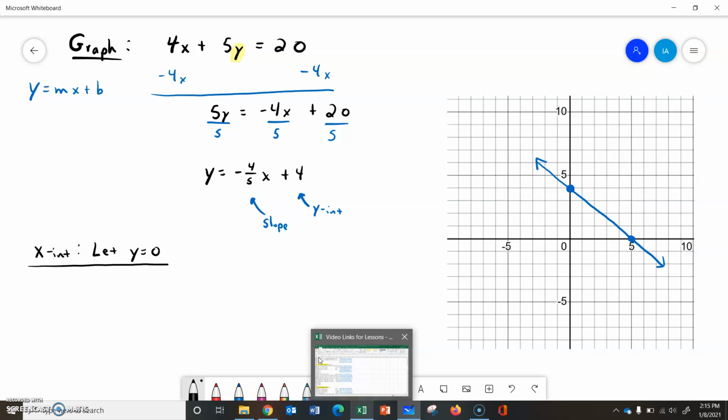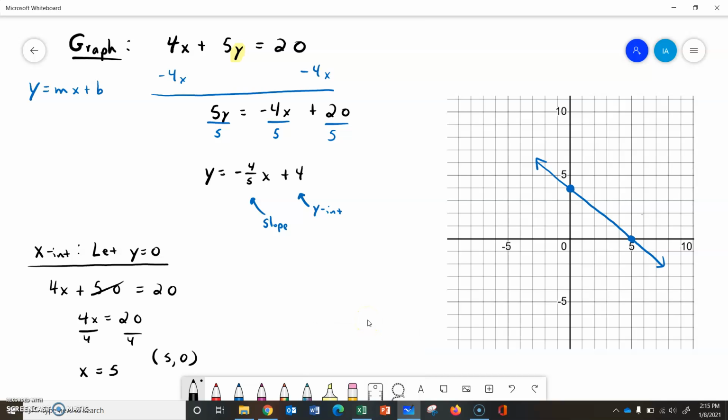The top one is the easier one to actually do. So I'm going to say 4x plus 5 times 0, which will go away, equals 20. So I've got 4x equals 20. Divide by the 4, and there I have x equals 5 with an intercept of 5, 0, like we just said. Okay, thank you.